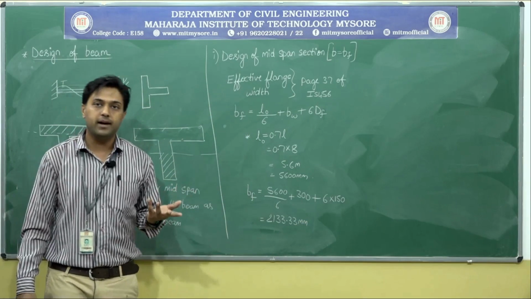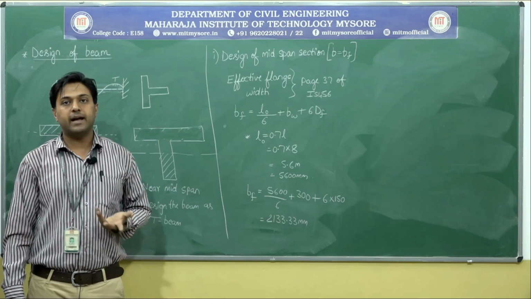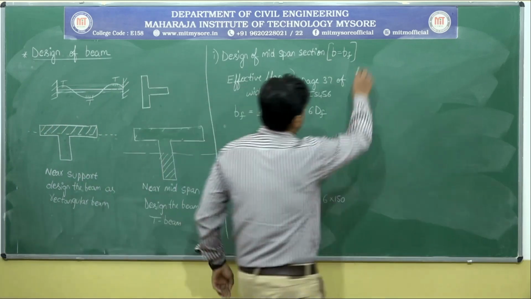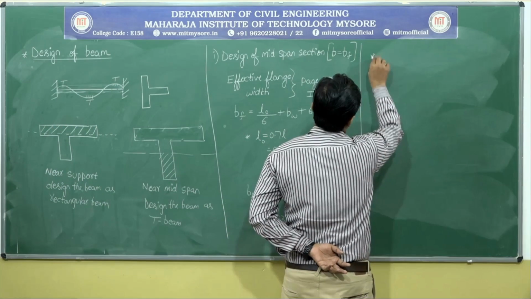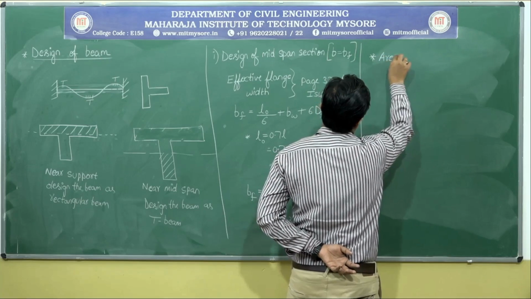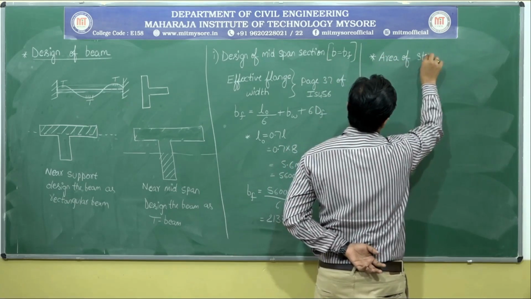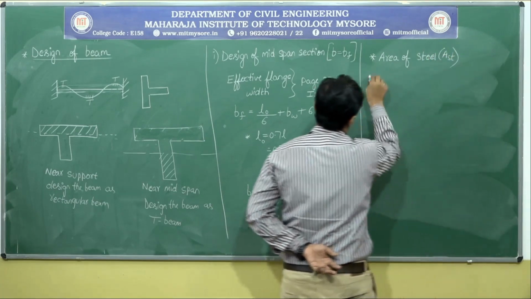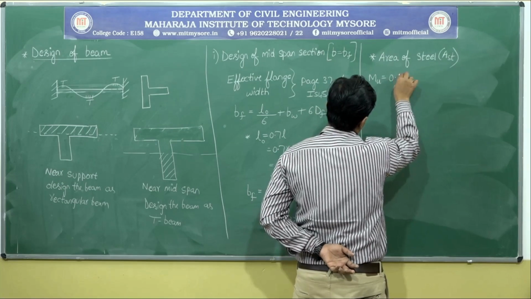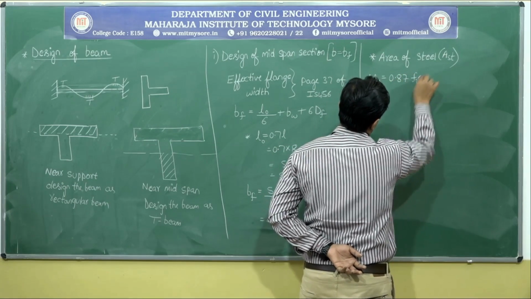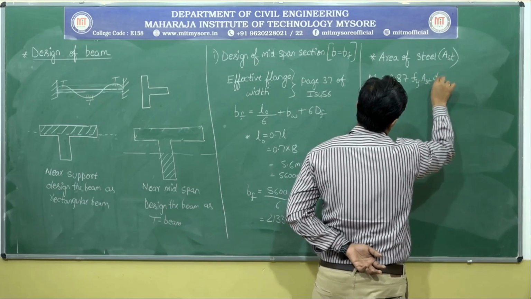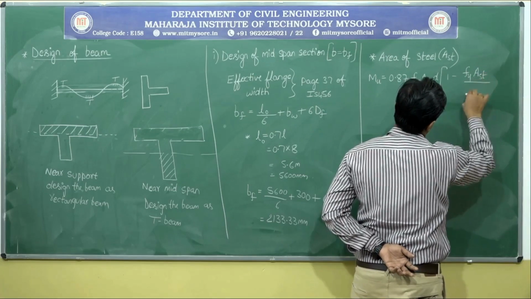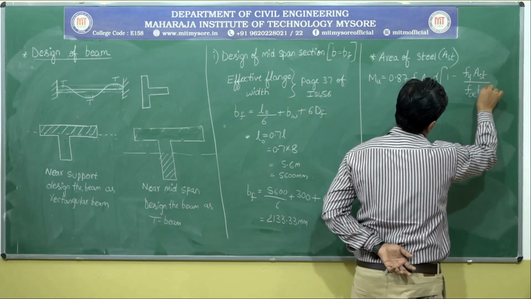So now let me proceed with the design. I know the bending moment. So next I can go with the calculation of area of steel. So next heading, area of steel. I think you people know the formula to calculate the area of steel. Mu is equal to 0.87 FY AST into D into 1 minus FY AST divided by FCK B into D.